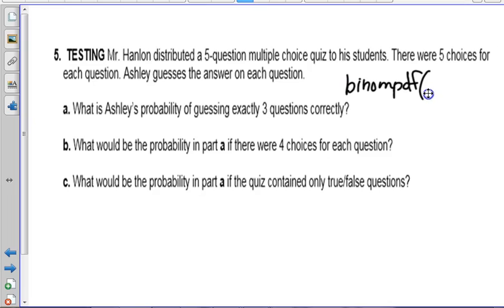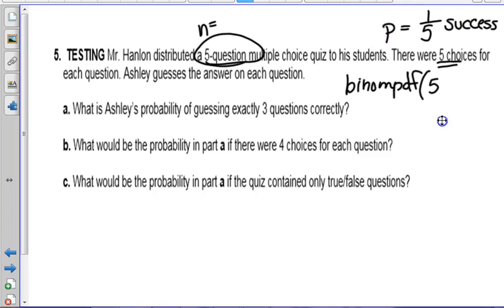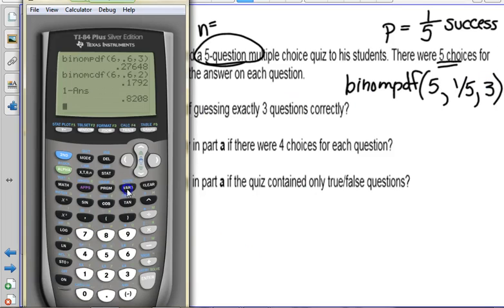What is our sample size? 5 questions on the quiz, right? The 5 choices means the chance of being correct is 1 in 5 success, right? So that's P. And what do we want to get exactly right for this choice? 3 questions. If you're not doing this on your calculator, I have one thing to say for you. Don't ask me later.